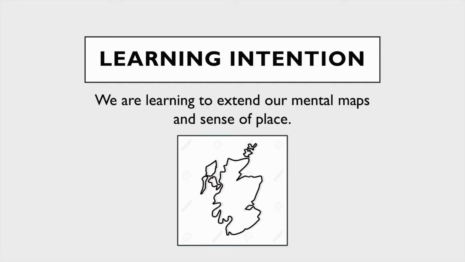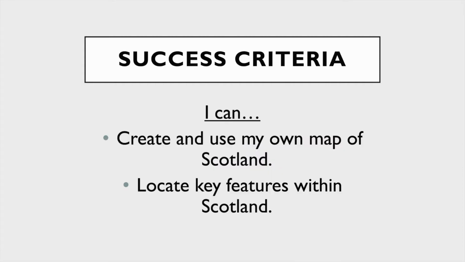Now, our learning intention for today is we are learning to extend our mental maps and sense of place. Now, this was the same as our learning intention for the last lesson, so we're still focusing in on achieving that. Our success criteria are I can create and use my own map of Scotland, and I can locate key features within Scotland. Again, in our last input, we focused mainly on that first criteria, so today we're going to be looking at the second one.